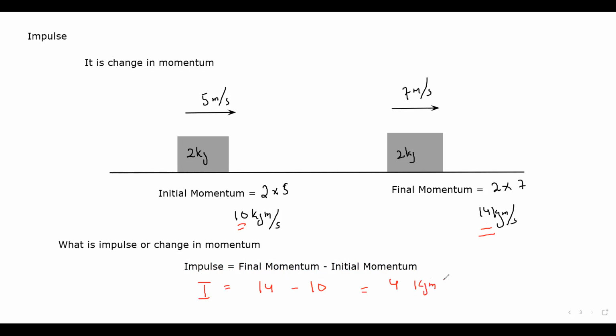kilogram meter per second. And impulse has another unit. Another unit of impulse is Newton second. So I can say 4 kilogram meter per second, or I can say 4 Newton second. Is it clear? This concept of the impulse, the change in the momentum or the difference in the momentum, is known as impulse. Any doubt in this part? In the calculation of impulse?